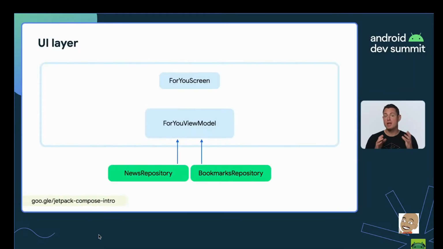Okay, it's time to display something on screen. For this, we create, you guessed it, a ForYouScreen. This will read the UI state from the view model and render it using UI elements. We'll use Jetpack Compose for this, as it's the recommended UI framework for new apps. Let's refresh our memory on what the design for this feature looks like.